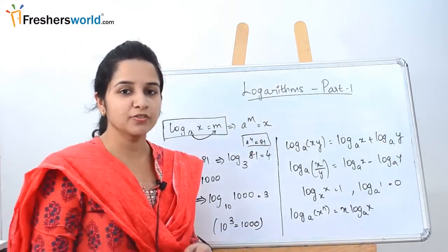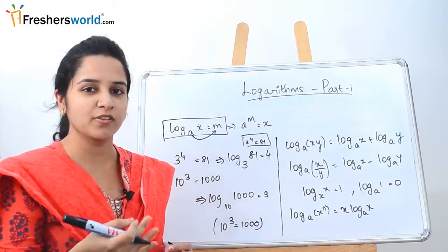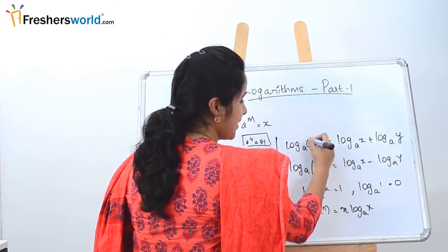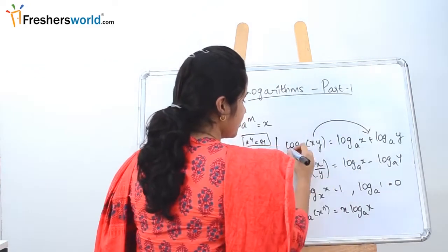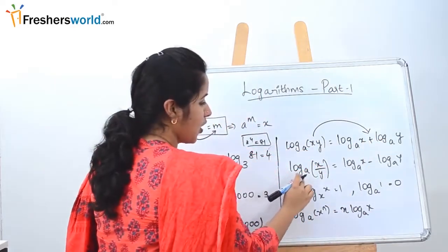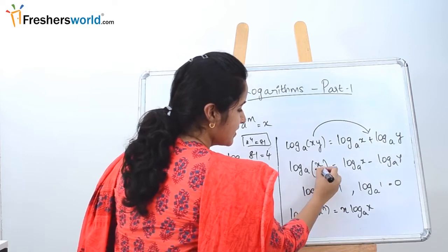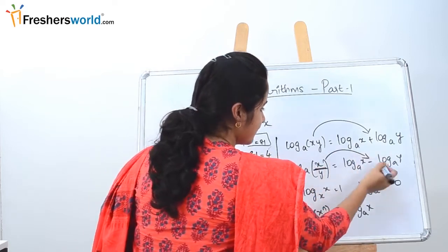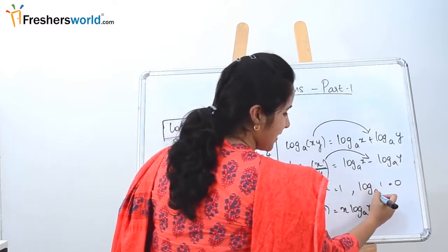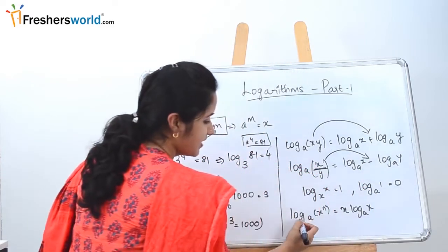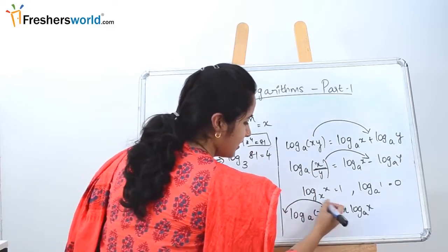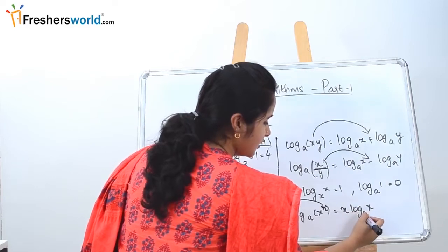What are the other simple formulas which you should be aware of while solving logarithm sums? Log of xy to the base a, this multiplication becomes an addition: log x to the base a plus log y to the base a. Similarly, log of x by y, this division becomes a minus: log x minus log y. And similarly, log 1 to the base a is equal to 0. And here we know that this n which is in the power can be moved here, so that can be written as n log x to the base a.